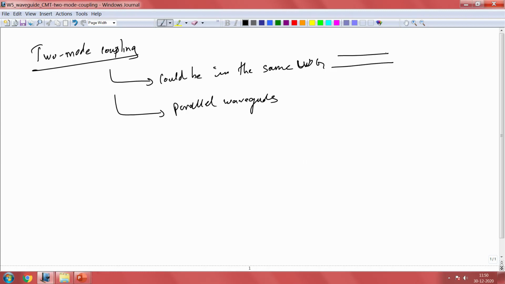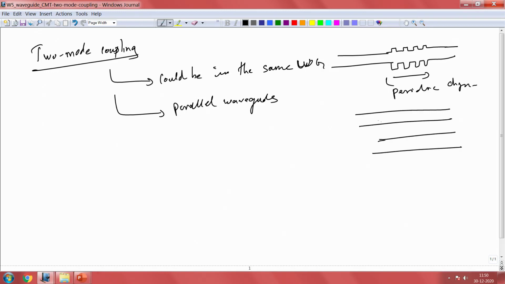For example, you could have a straight waveguide with some profile like this. So this is a periodic change. One could look at this system and also consider this as a perturbation. Can we understand coupling in this? And with parallel waveguides, you can have two parallel waveguides where you want to take the light from one to the other, and this is called the directional coupler. So these are all the places where we should understand this two mode coupling for practical use.